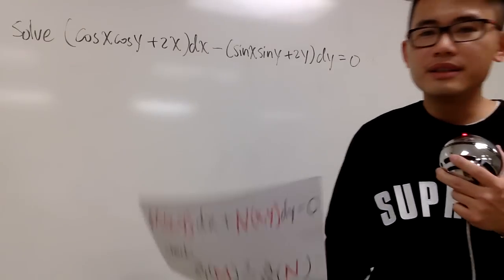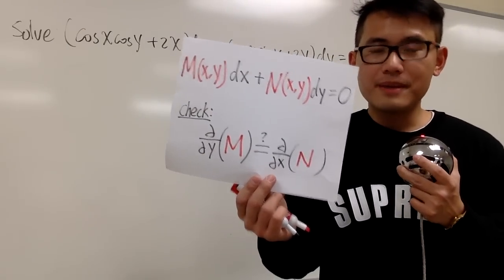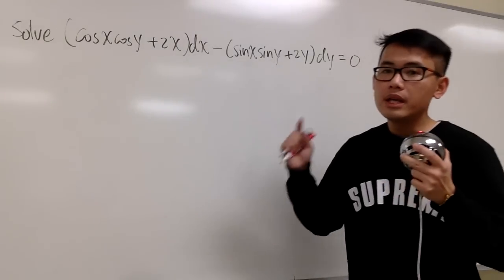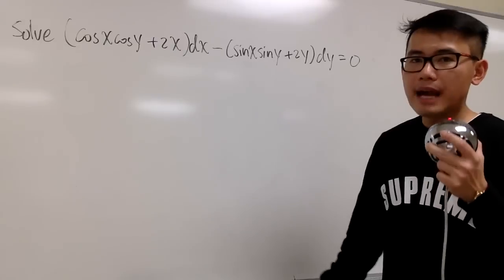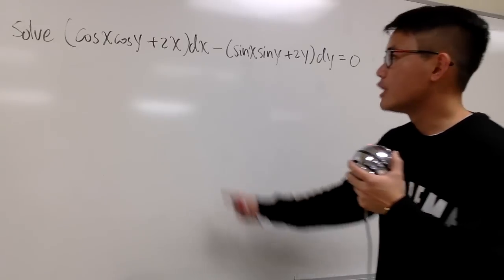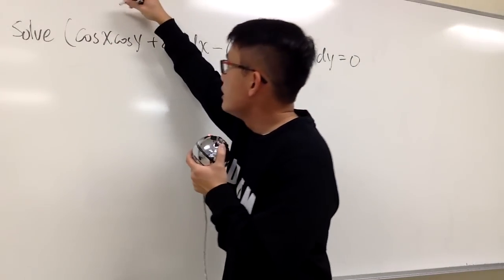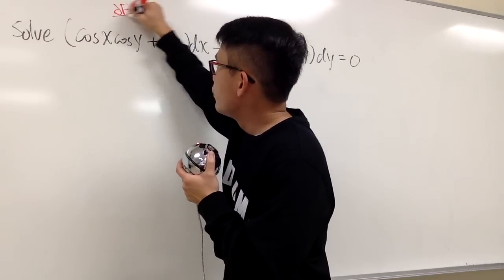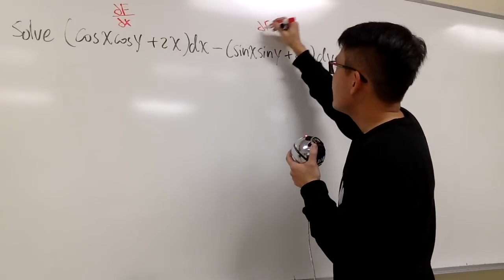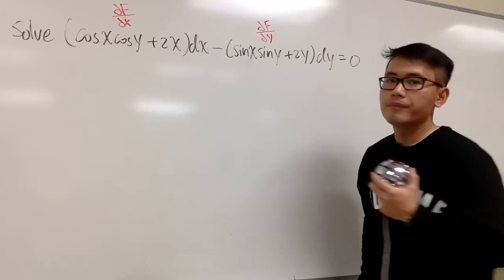And remember, this is what we need to do the check, right? We have to take partial derivatives. And this is how I like to remember it. If this is an exact equation, that means there's a function, and we call that capital F, so that this right here is the partial of F with respect to x, and this right here is the partial of F with respect to y.